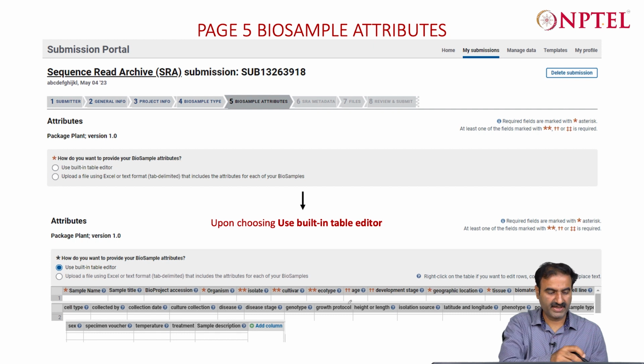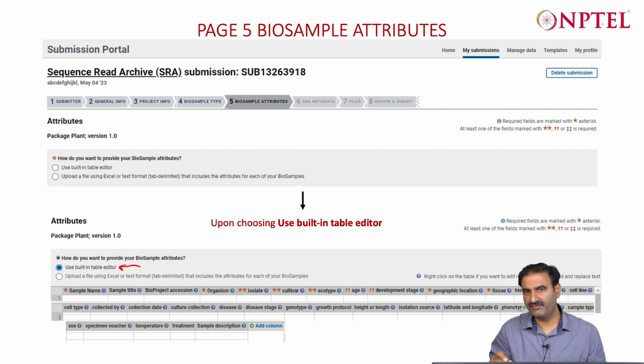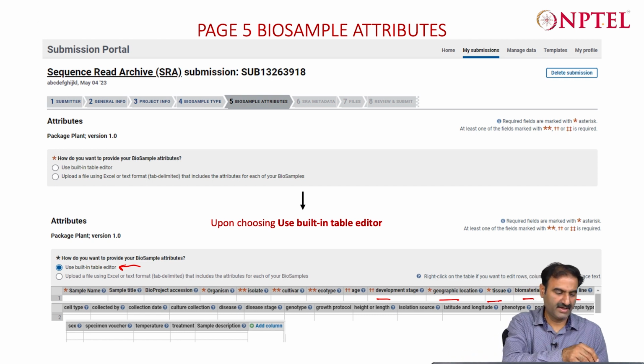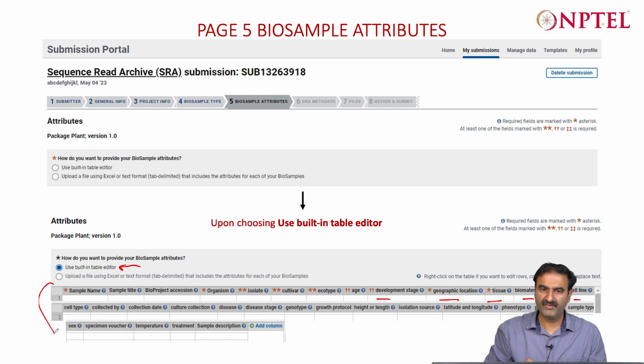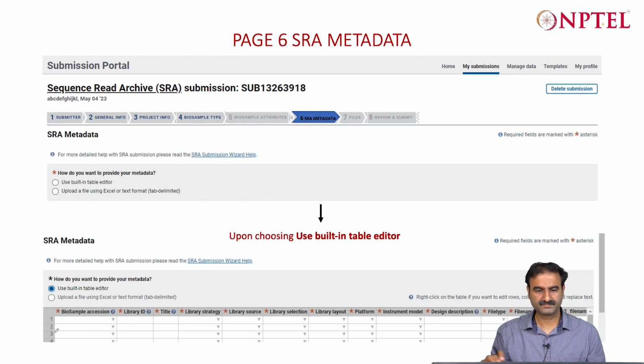So here there are options: you can use a built-in editor, which is already defined, and you just have to fill up the Excel sheet. Or you can upload your own Excel sheet where you define your own headers; you can check the NCBI file format and what headers are allowed. But I think the built-in editor is a convenient option, and it is generally what we have used and preferred.